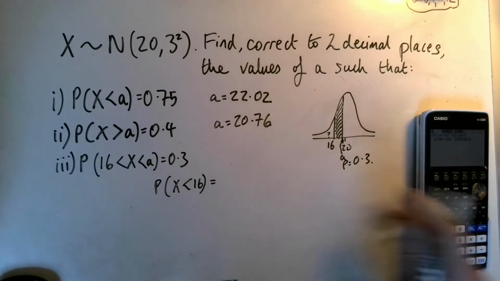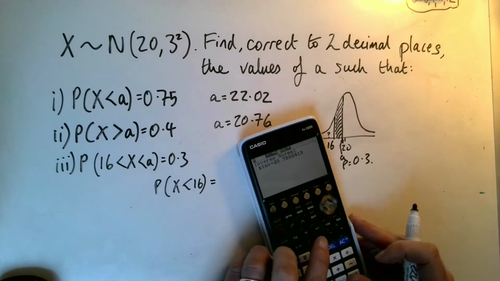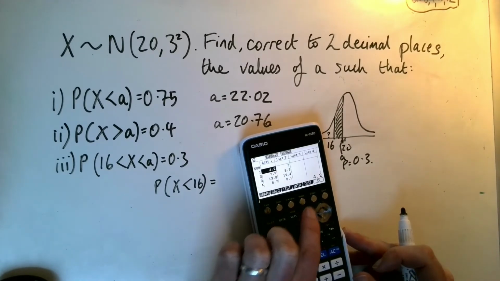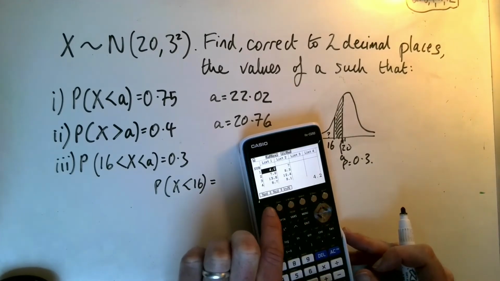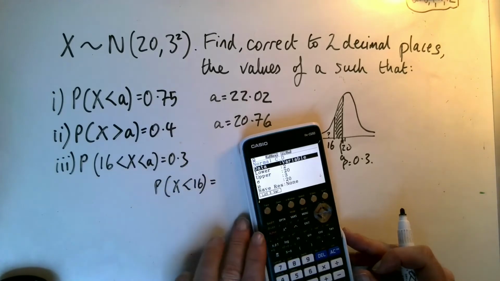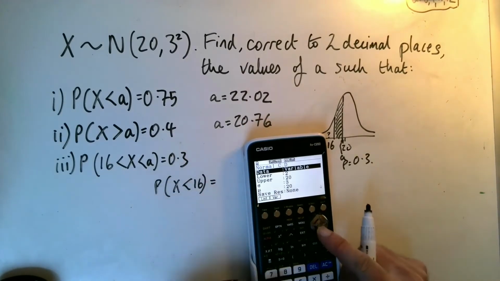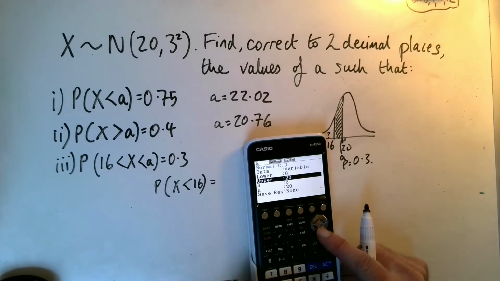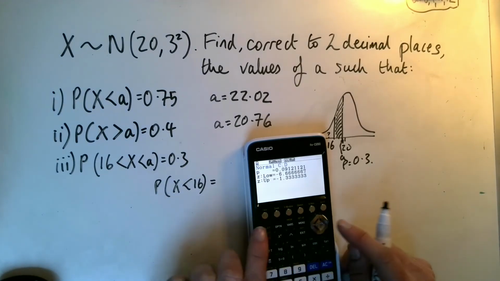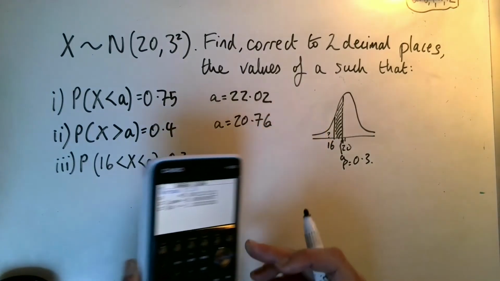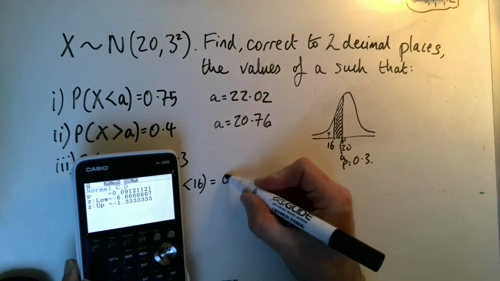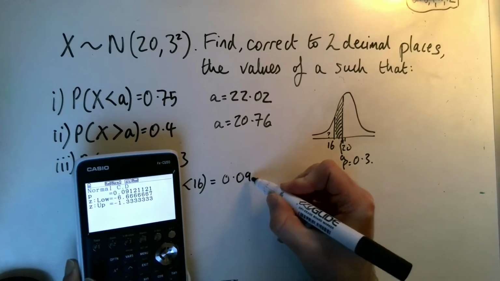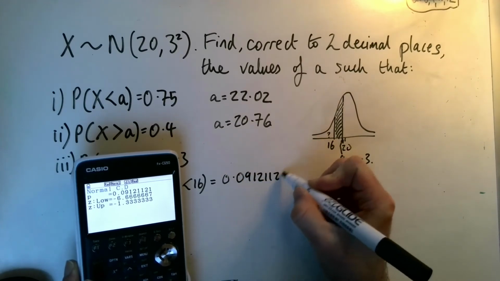And I'm going to do that going back to distribution, normal, and NCD as we have done before. So we want our lower to be 0 and our upper to be 16, and then the other things stay the same, don't they? And that's giving us a probability of 0.0912. I'm going to put all of those down there.